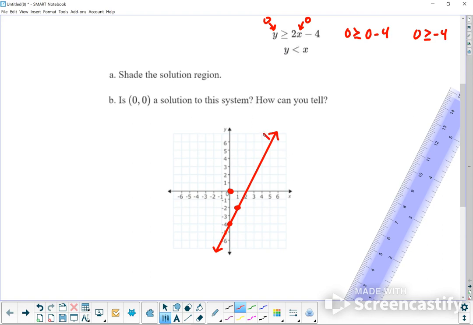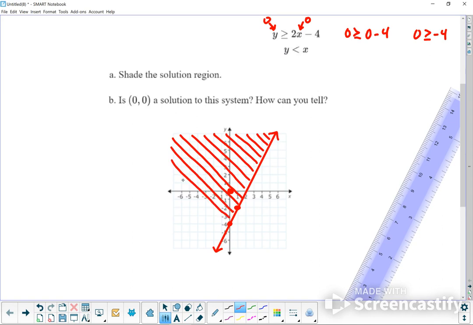If you know how to read this with a greater than or less than symbol, then you can get the shading correct as well. But if you're not too sure, I would suggest taking the test point and then shading on the same side if it's true, or on the opposite side if it's false. In this case, 0 is greater than negative 4. This is true.